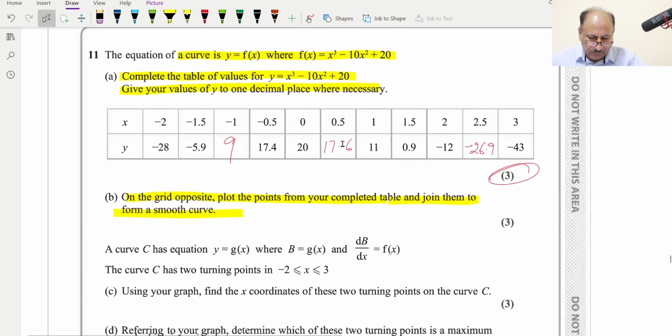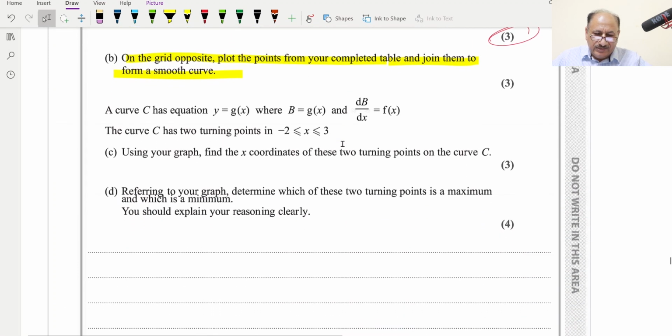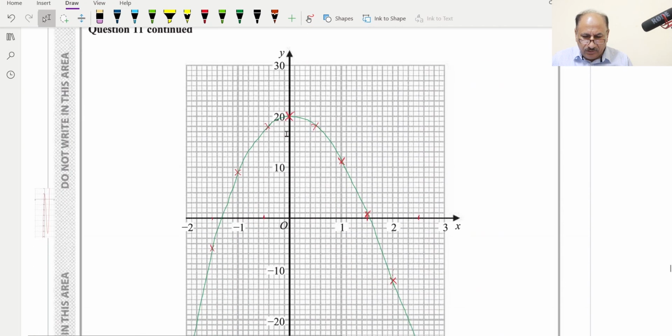Next, a curve C has an equation y is equal to g of x, and the derivative of that is f of x. The curve C has two turning points, from 2 to 3. So using your graph, find the x coordinates of these two turning points on the curve. So two turning points we need to find. Those two turning points we will check from here.